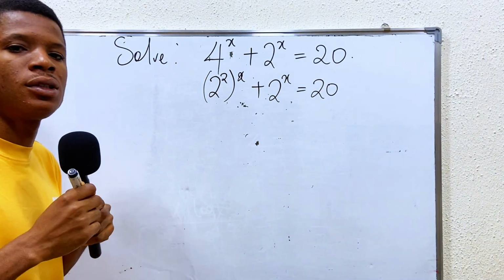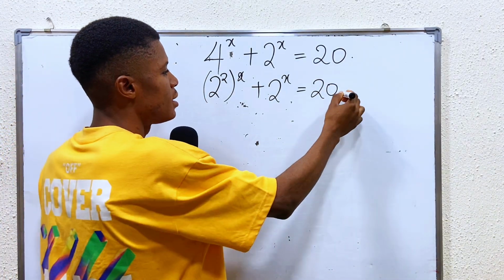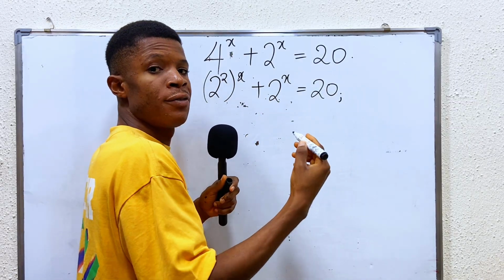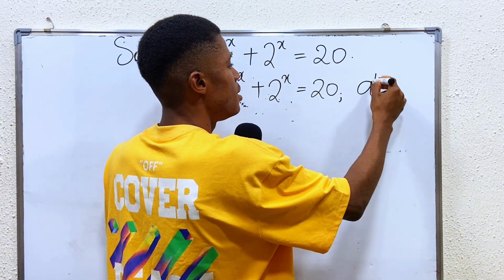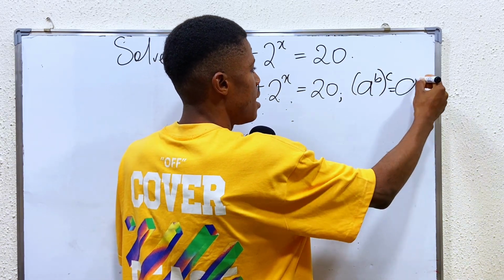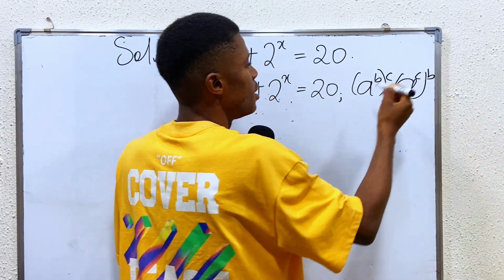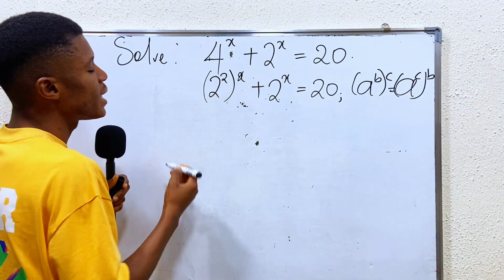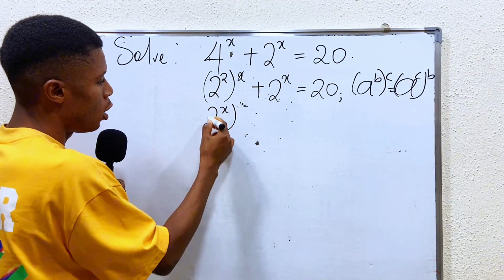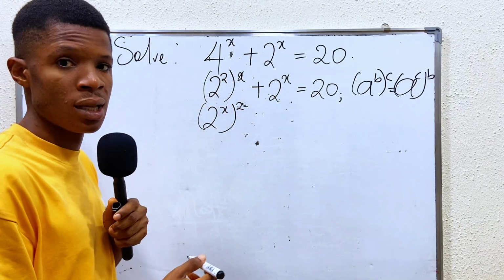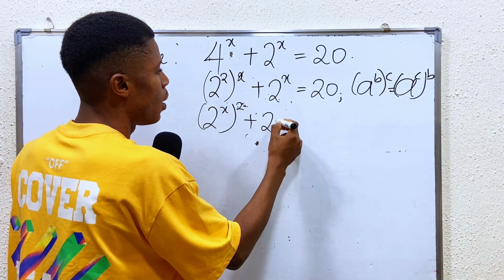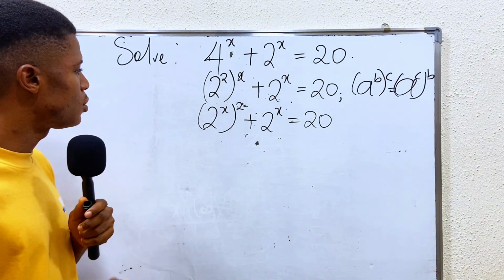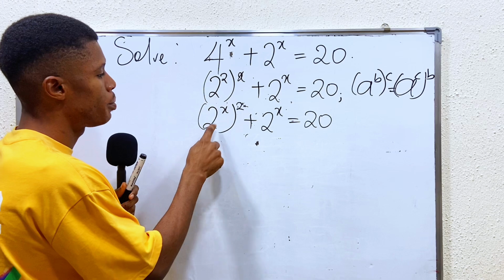20. Good. If you understand this, you know that we need to simplify this so that we can have a similar term like this. We'll recall the law of exponent, which says that a power b into c is the same thing as a power c into b. The order is never a problem since we are in multiplication form. So I can now write this to be 2 power x all squared, picking out the 2 outside. Then plus 2 power x is equals to what?